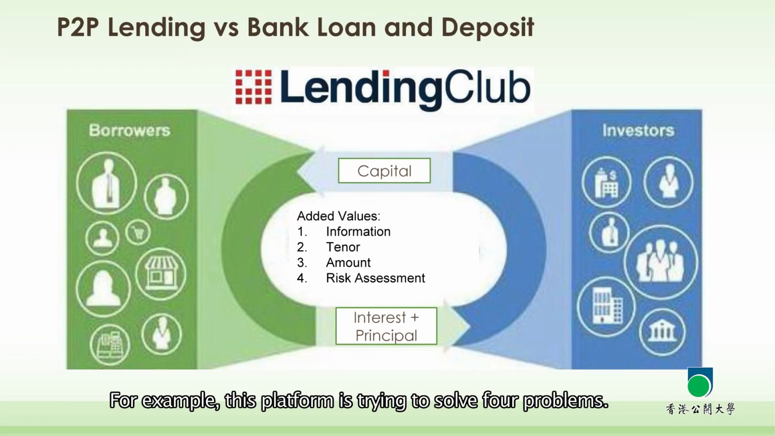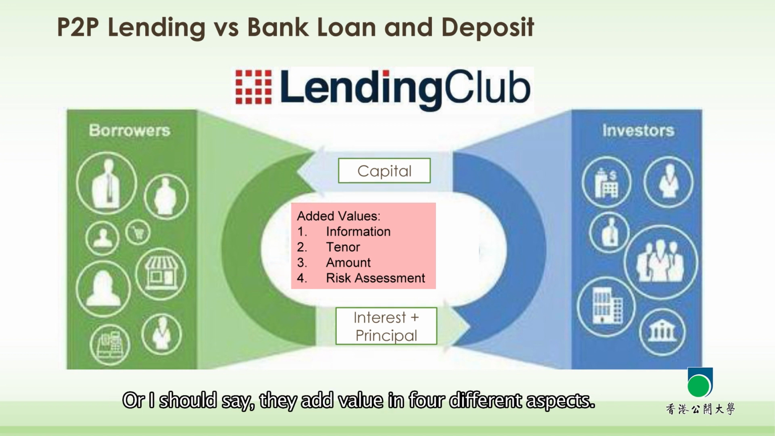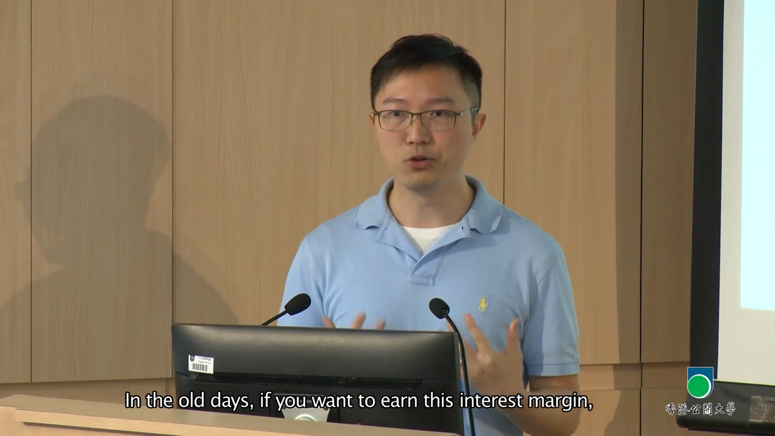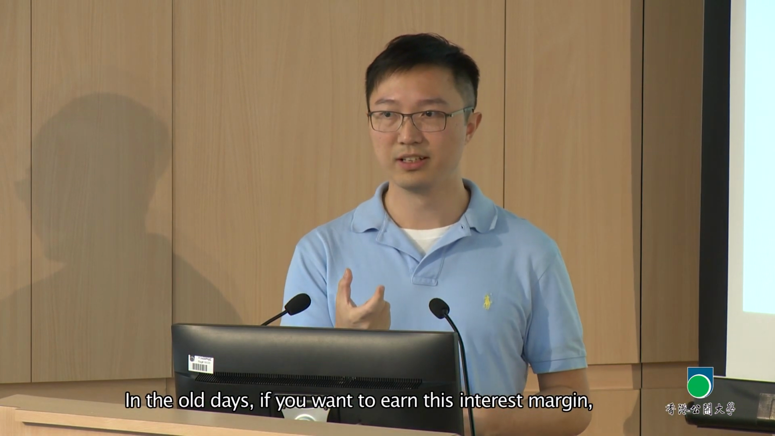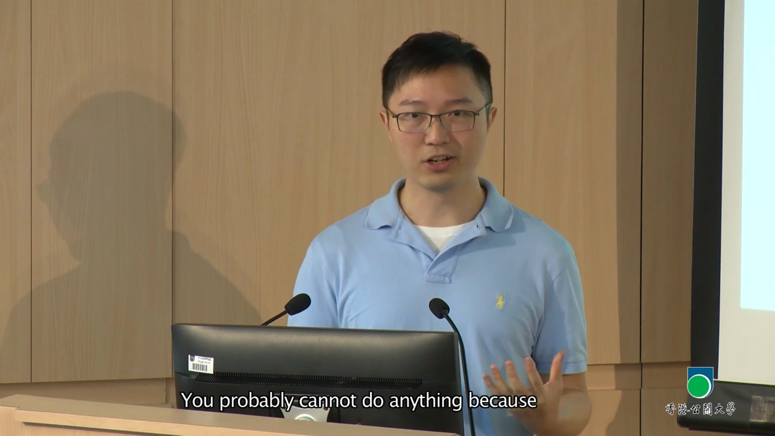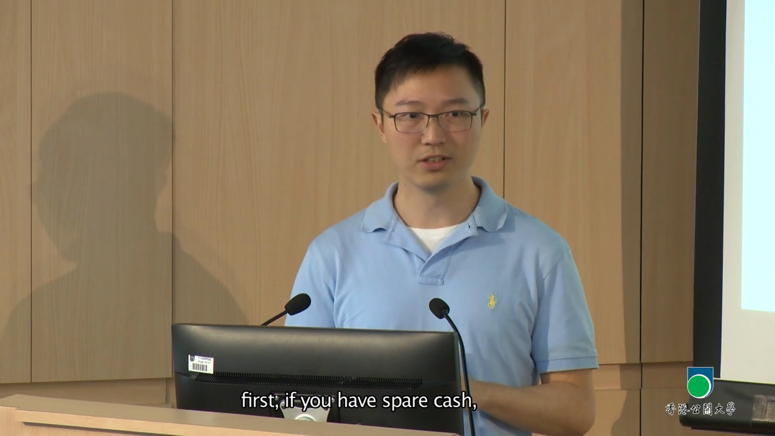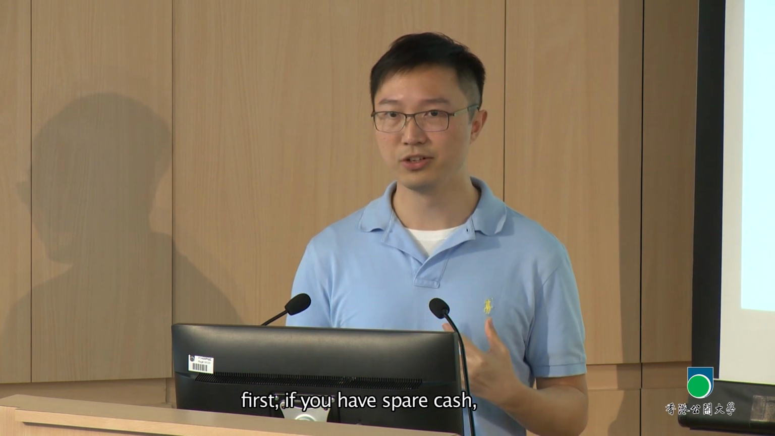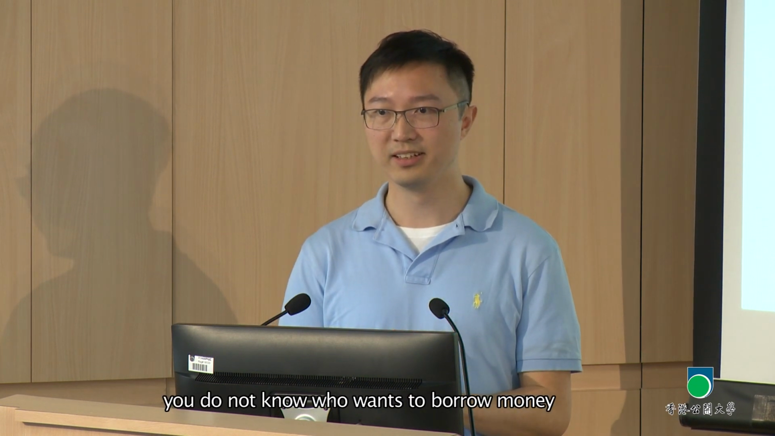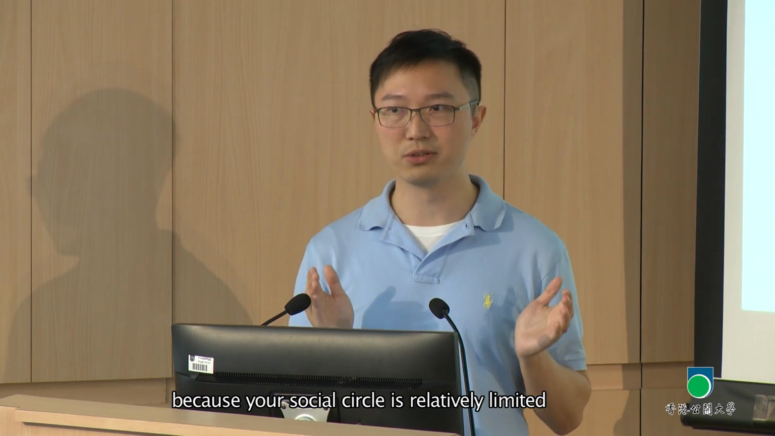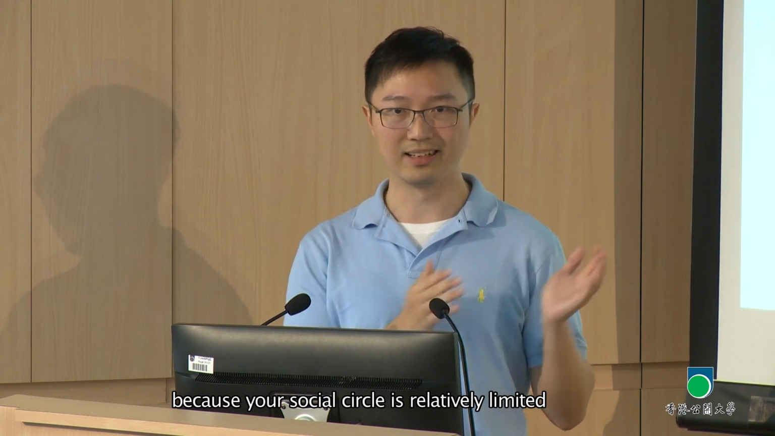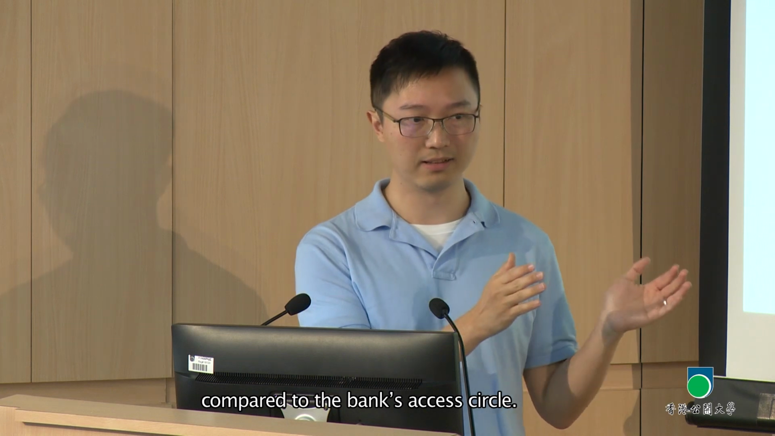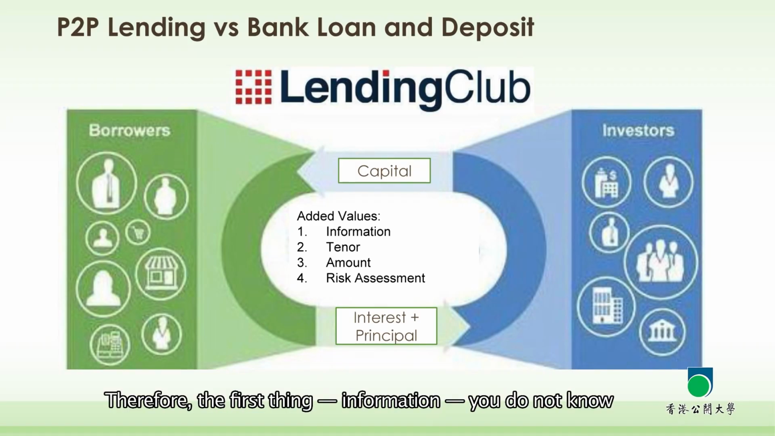For example, this platform is trying to solve 4 problems, or I would say they add value in 4 different aspects. In the old days, if you want to earn this interest margin, what can you do? You probably cannot do anything. Because first, if you have spare cash, you do not know who wants to borrow money, because your social circle is relatively limited compared to the bank's access circle. Therefore, the first thing, information. You do not know who wants to borrow money.